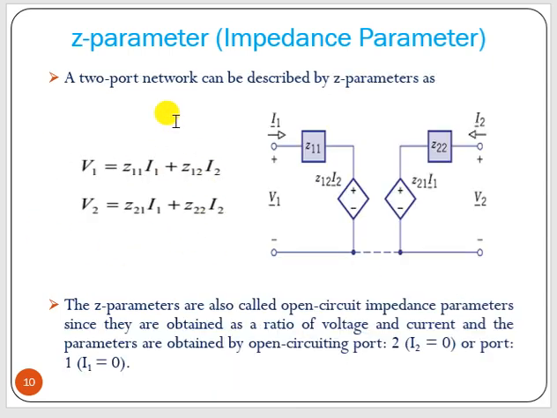Now according to the Z parameter equations, we can draw the equivalent circuit. This is the voltage equation: V1 is I1 into Z11 plus a controlled voltage source of value Z12 into I2, because I2 is not flowing here, it is at the output side. So we have a dependent source here. Similarly, V2 equals I2 into Z22 plus a dependent source Z21 into I1. As we are open circuiting the ports, I2 equal to 0 and I1 equal to 0, it is also called the open circuit impedance parameter.